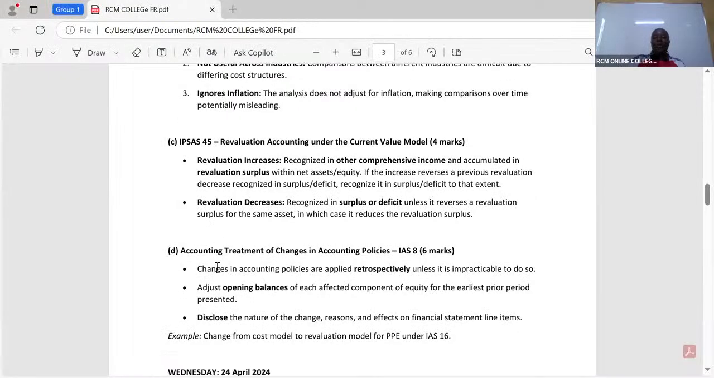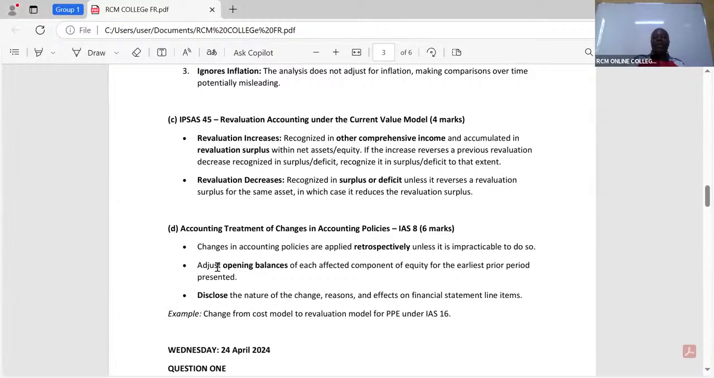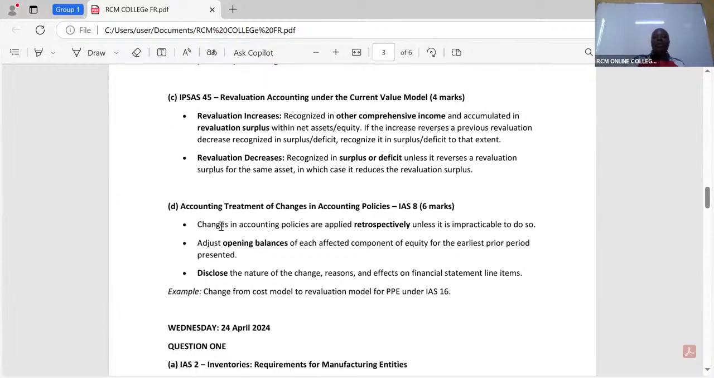So, accounting treatment of changes in accounting policies: they are applied retrospectively. Adjust the opening balances of each affected component, that's very good. And then of course there must be adequate disclosure of the change in accounting policy in the notes.